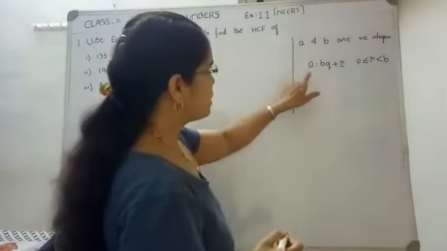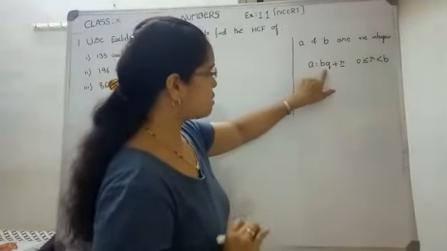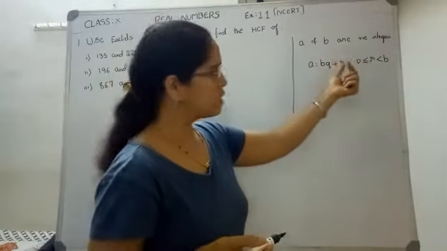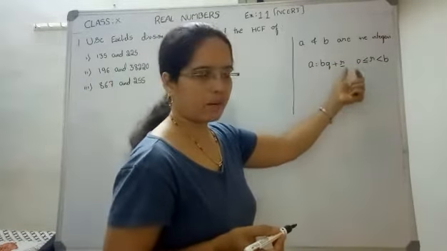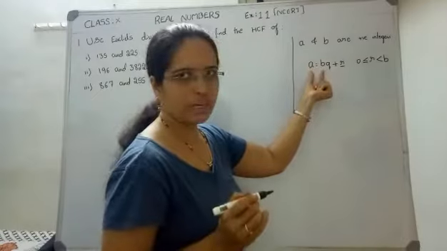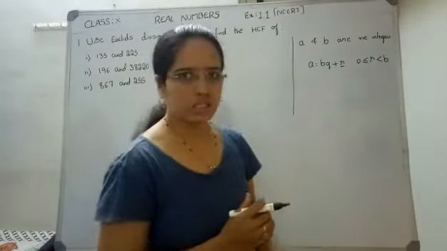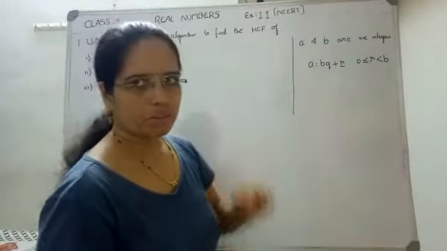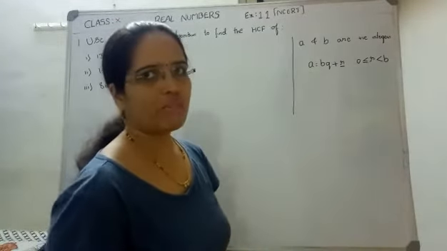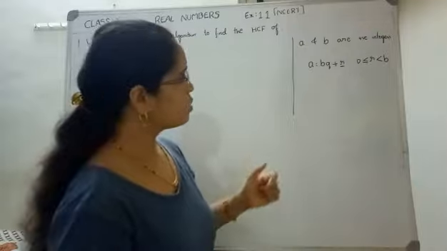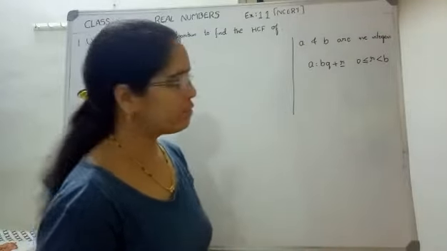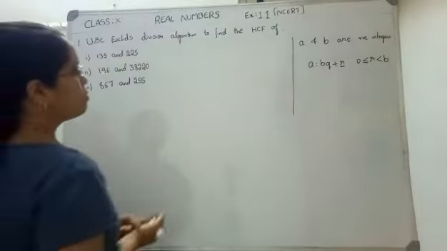Okay, this is dividend is equal to divisor into quotient plus remainder. Q means quotient, R means remainder. A and b are two positive integers. In this form only we arrange the given two numbers in the form of Euclid's division lemma, and through that only we find the HCF of the given two numbers.